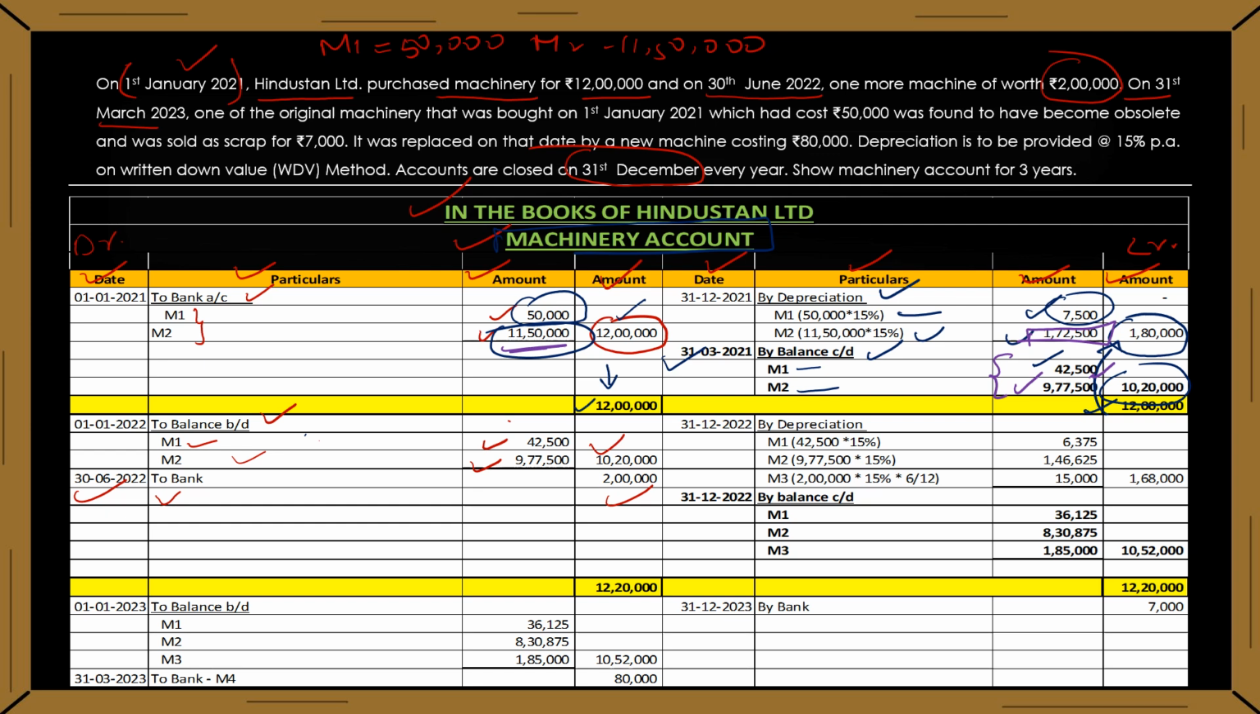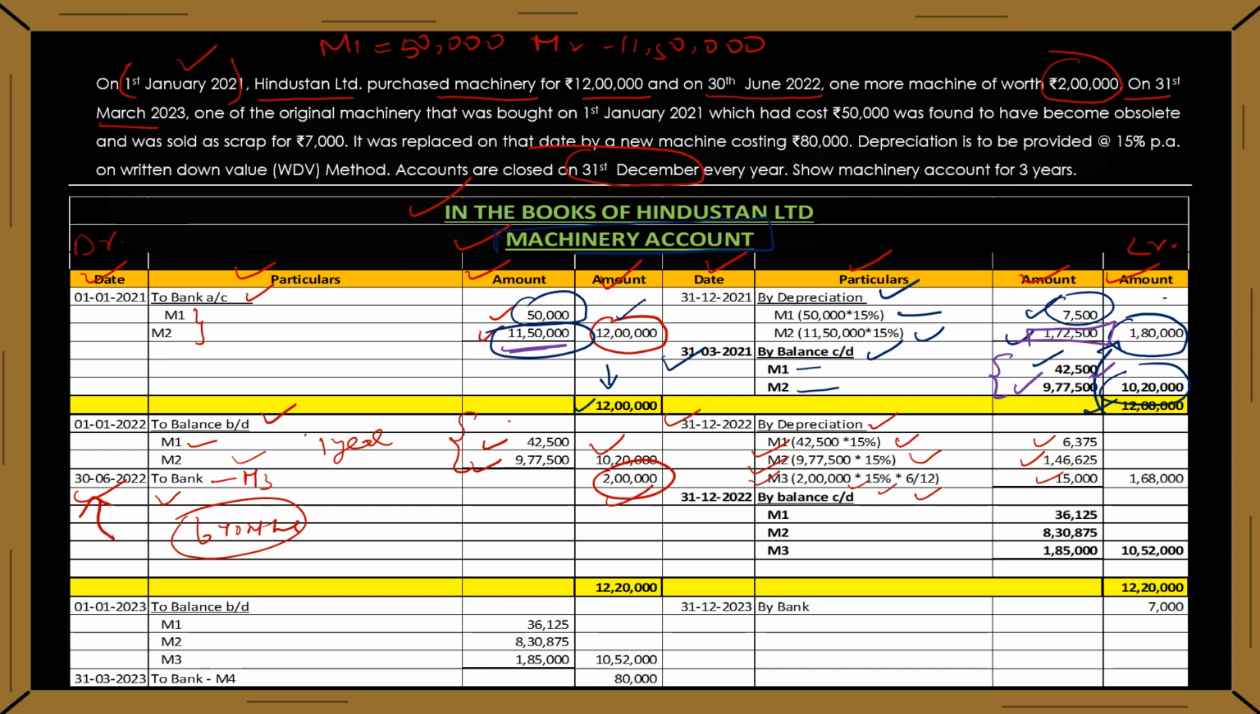Now we have to find out depreciation for 42,500 and 9,77,500 for 1 year. But the new machinery, which we have named M3, which we have bought for 2 lakhs, has to be charged only for 6 months because we bought this on 30th June. On 31/12/2022, by depreciation, M1 is 42,500 into 15%, 6,375. M2 is 9,77,500 into 15%, 1,46,625. M3, as I told you, is only for 6 months: 2 lakhs into 15% into 6/12, 15,000.